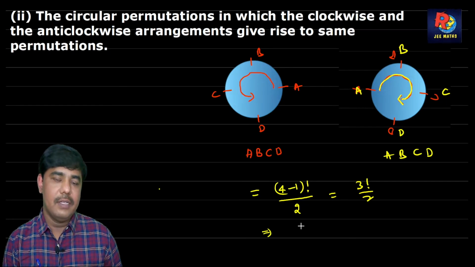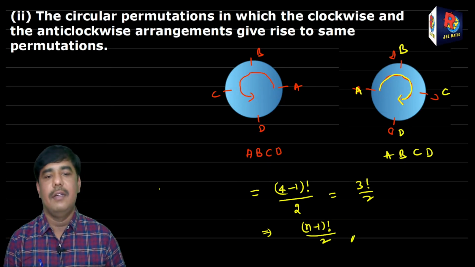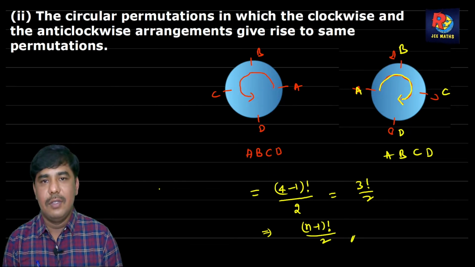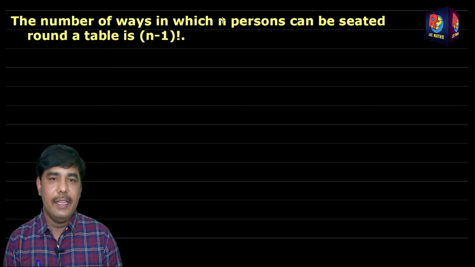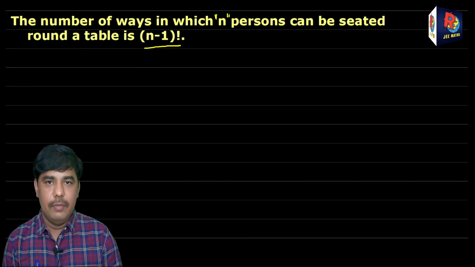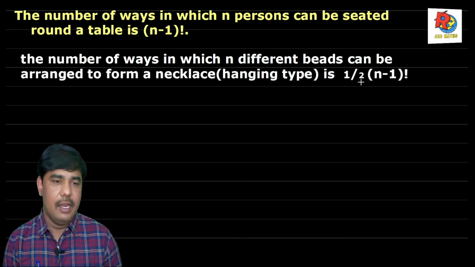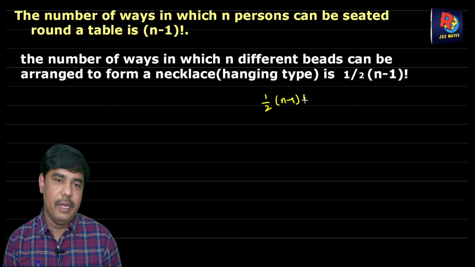If I take n persons arranged in a garland or hanging type, whatever it may be, then n minus 1 factorial by 2 is the answer. So you can observe here: if I take n persons seated at a round table, obviously it is n minus 1 factorial. Next, if I take n different beads or any hanging type, then it is half into n minus 1 factorial.